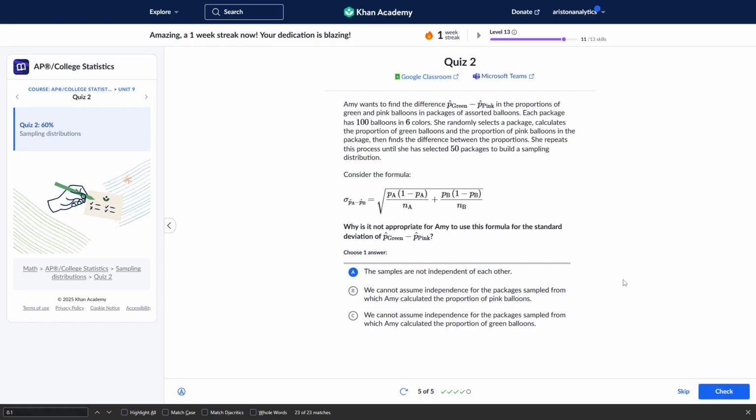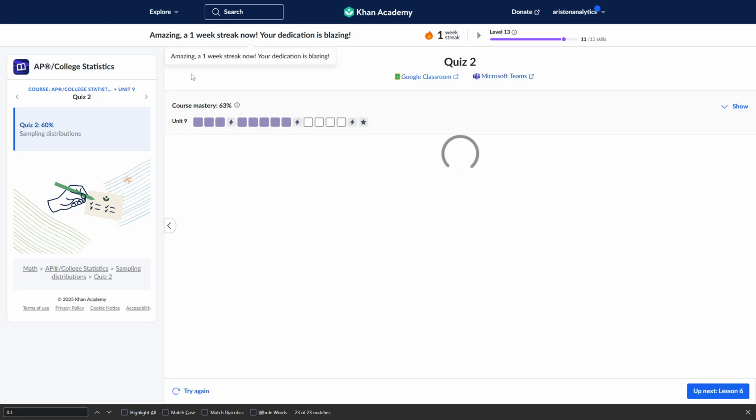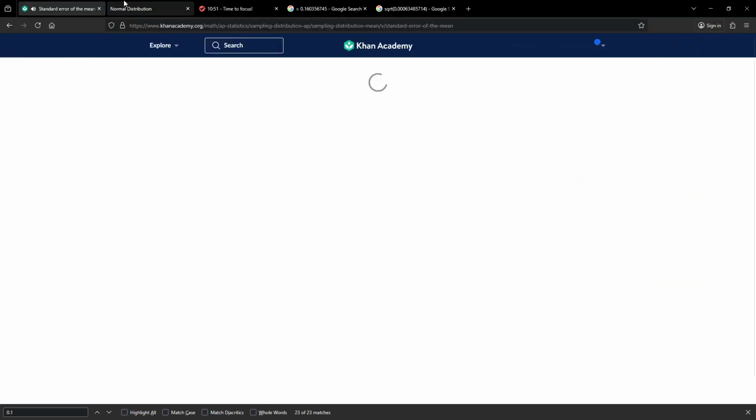Samples aren't independent. They're not independent because you're selecting 50 and you only have 100, and they're in 6 colors. So even if it's just 2 colors, the 50-50. Okay, next lesson.